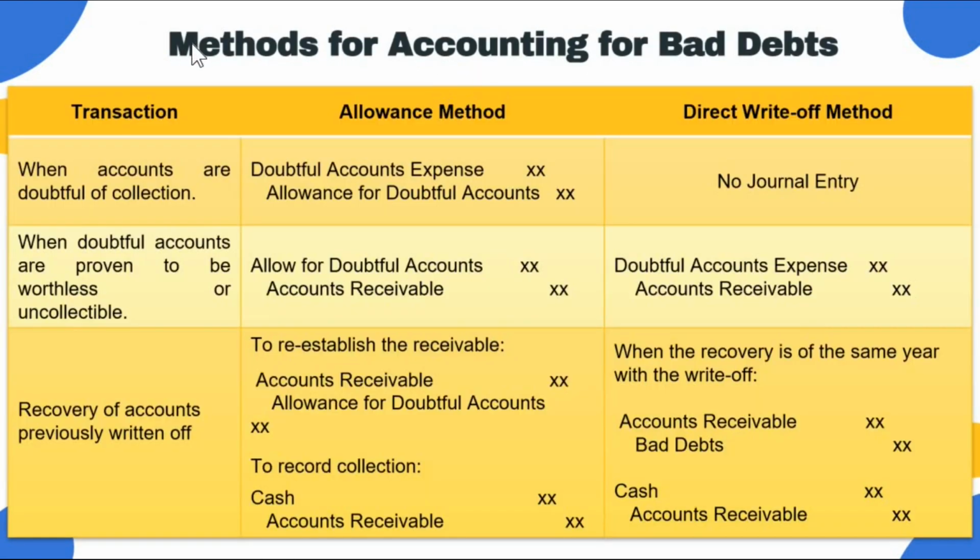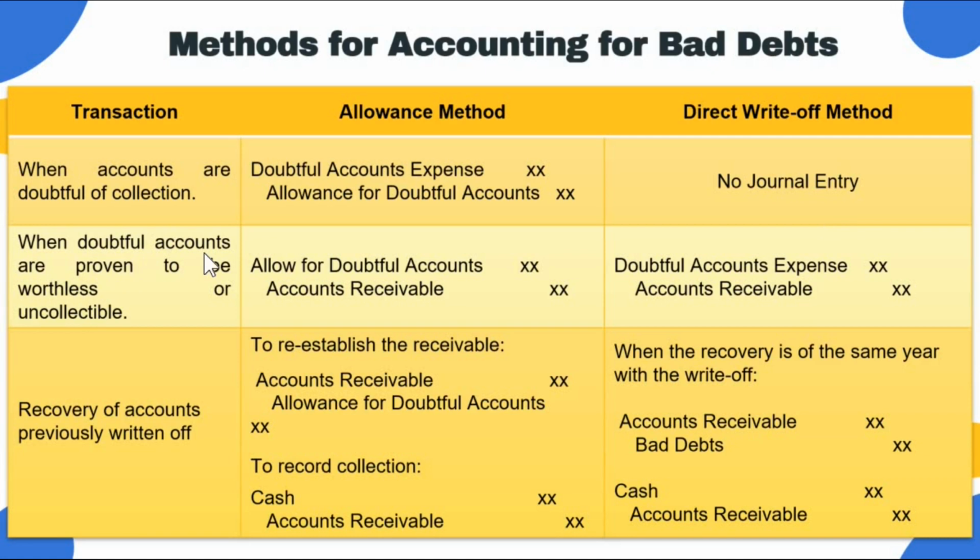So, this is a comparison of the allowance method and the direct write-off method in these three usual transactions pertaining to bad debts. So, first transaction here, when accounts are doubtful of collection. So, under the allowance method, this is the time when we have to recognize our doubtful accounts expense and credit allowance for doubtful accounts. Whereas, under the direct write-off method, wala tayong journal entry dyan. Kasi, direct write-off nga tayo, no? So, pag mga doubtful of collection pala, hindi ka pa sure, then wala tayong i-report na expense.